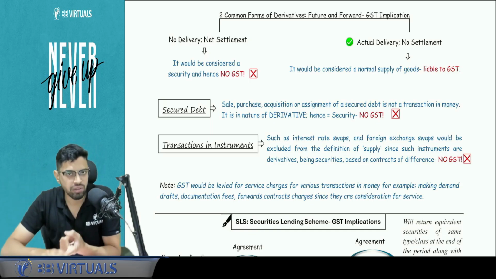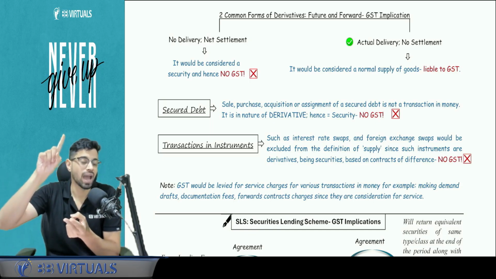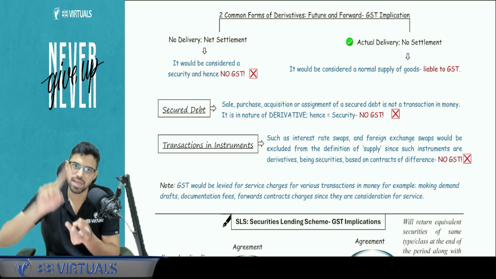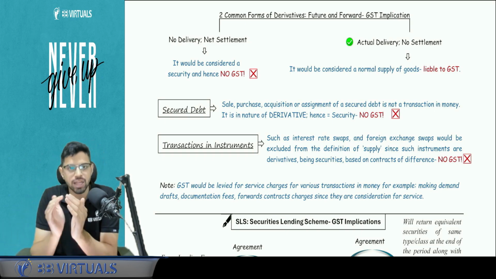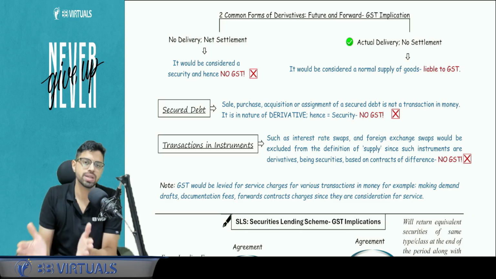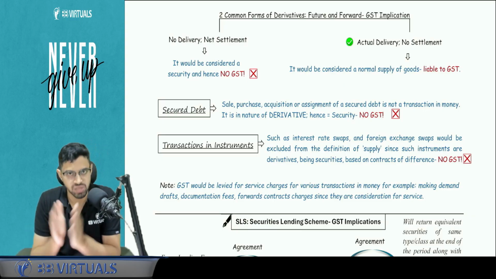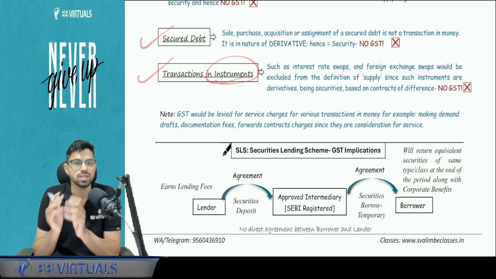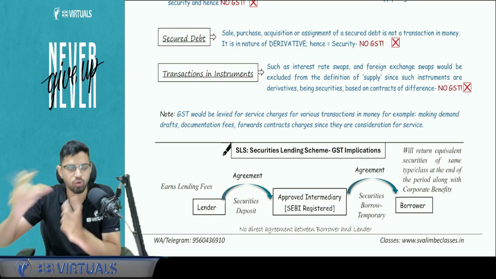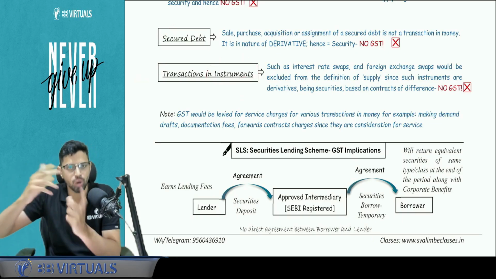So if actual delivery happens, this will be considered a normal supply of goods and GST will be applicable. But if you go for net settlement, it will retain the nature of securities and there will be no GST because securities are not in the scope of GST. Securities, debt and transactions in instruments: instruments mean interest rate swap, foreign currency swap, any kind of monetary swaps.